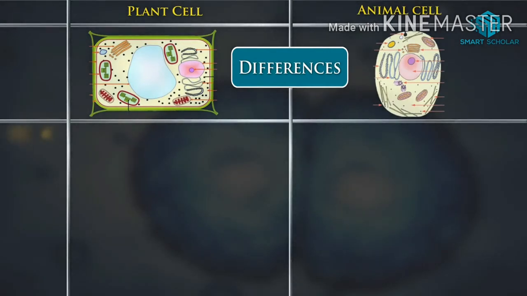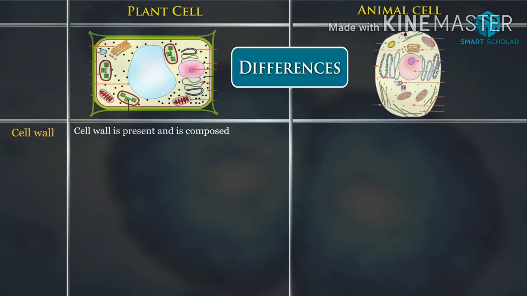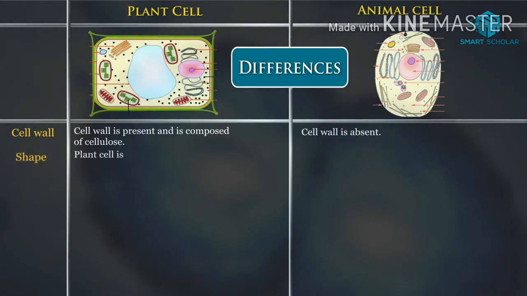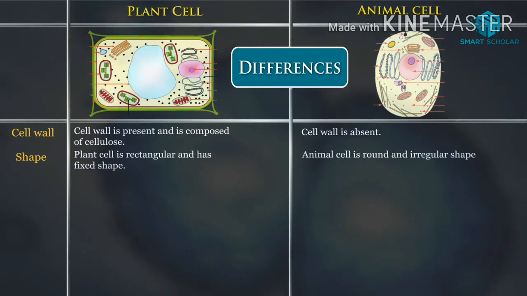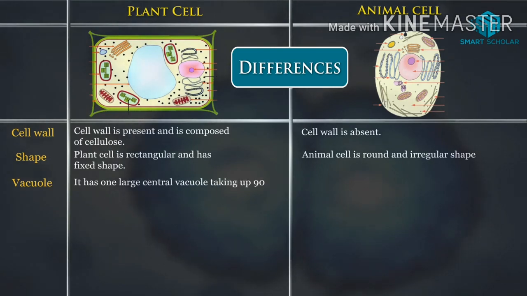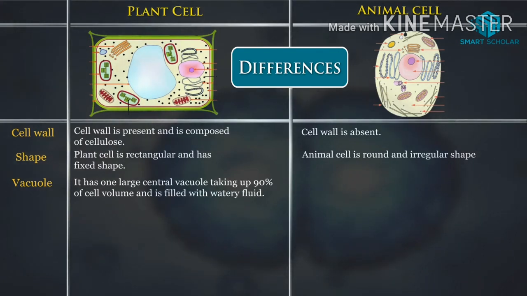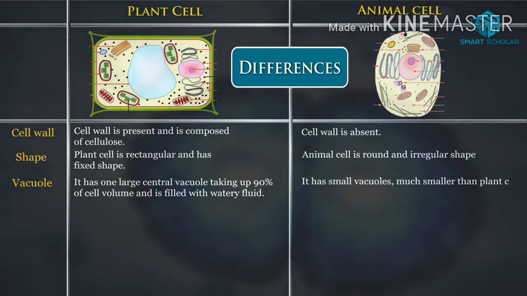Beginning with cell walls. In plant cells, the cell wall is present and is composed of cellulose, whereas in animal cells, the cell wall is absent. The shape. Plant cells are rectangular and have a fixed shape, whereas animal cells are round and irregular in shape. Vacuole. Plant cells have one large central vacuole taking up 90% of cell volume and filled with watery fluid, whereas animals have small vacuoles, much smaller than plant cells.